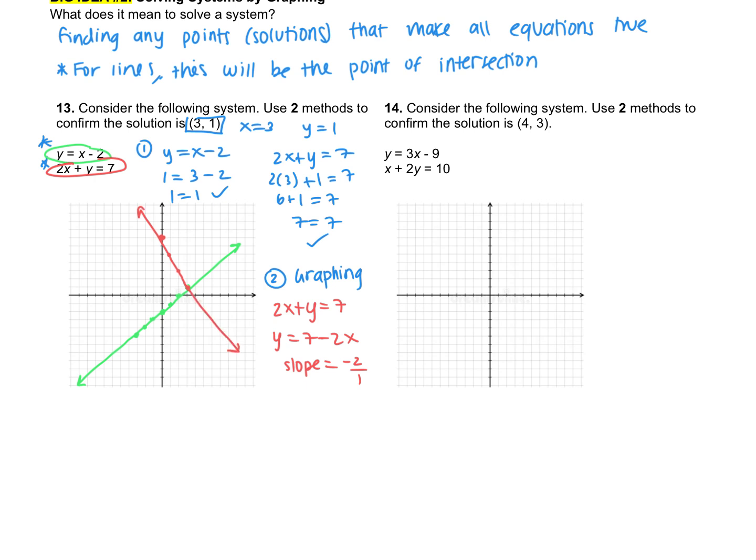And I have now shown geometrically in a graph that these lines intersect at the point 3, 1. So we found the point that makes both equations true, and also, as a picture, is where the two lines intersect. We always have to use two methods? No, no. I just want to make sure we know what we're doing. Okay. I'm going to allow you guys to do 14 on your own. Go to the next page, please.